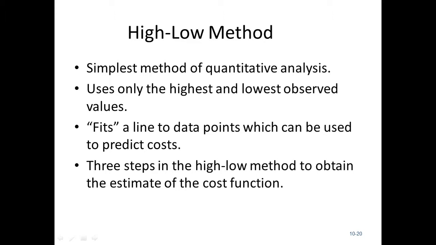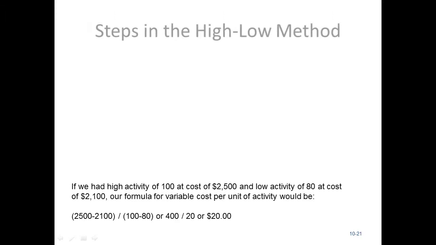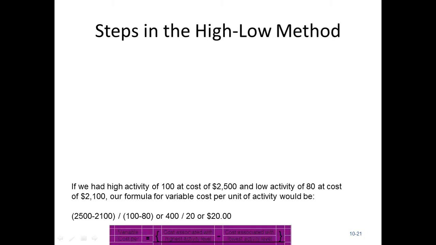The high-low method is the simplest method of quantitative analysis. It uses only the highest and lowest observed values and fits a line to data points which can be used to predict cost. There are 3 steps in the high-low method to obtain the estimate of the cost function.